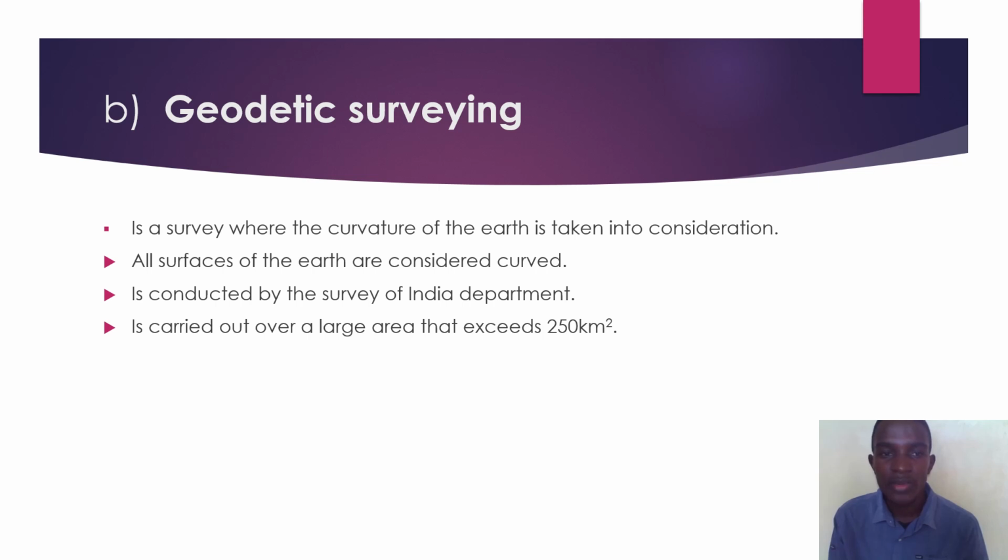Still under the primary classification, number 2, we have the geodetic surveying. This is a surveying where the curvature of the earth is taken into consideration. This means that all surfaces of the earth are considered curved. It is conducted by the Survey Department of India, and it is carried out over a large area that exceeds 250 kilometers squared.